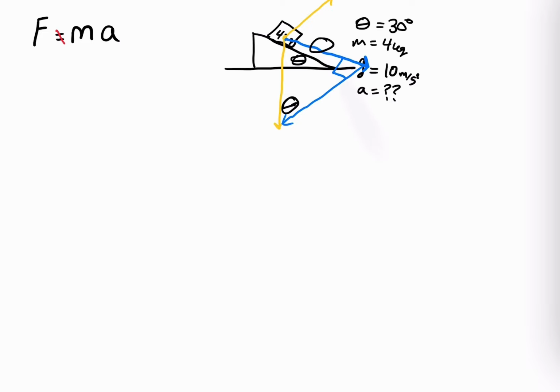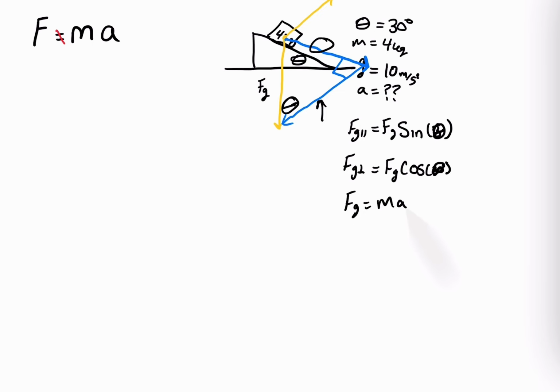So this, which we will call FG parallel, is equal to the force of gravity, which is the main one, times the sine of 30. Or in this generalized case, it is just theta. So we can also get that FG perpendicular, this right here, is equal to FG cosine of 30. However, we do not need that for this problem. And this is theta. I keep on saying 30.